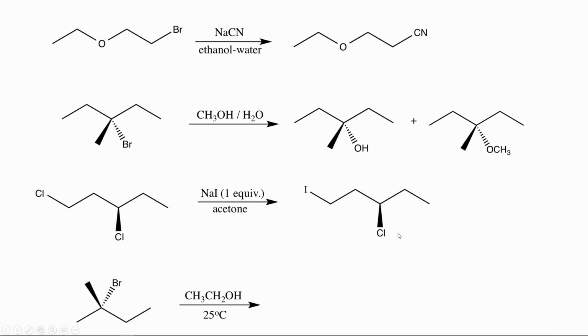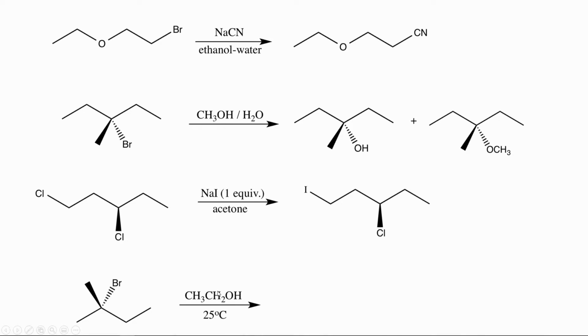And for our final reaction, we have ethanol. So this is a polar protic solvent. It's also a weak nucleophile and weak base, and we have a tertiary leaving group. So these factors will point us in the direction of SN1.